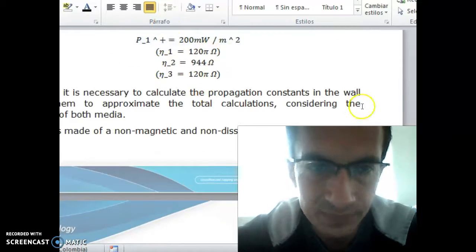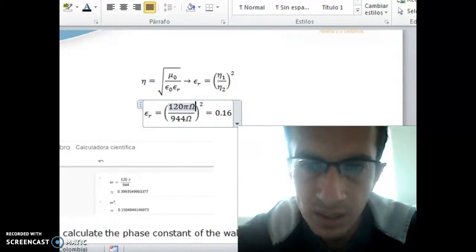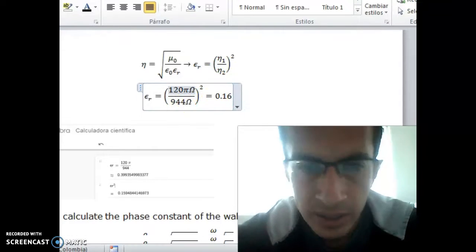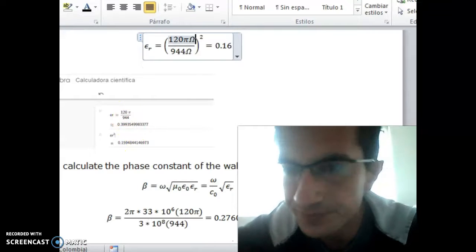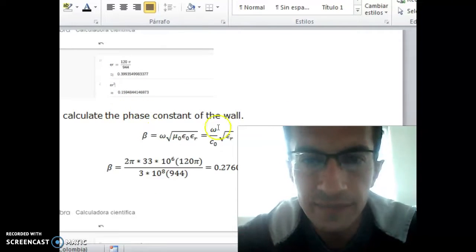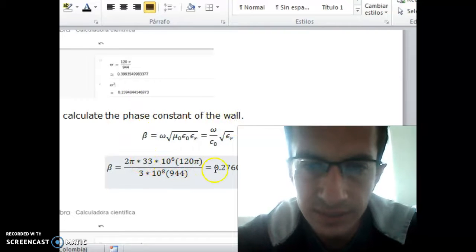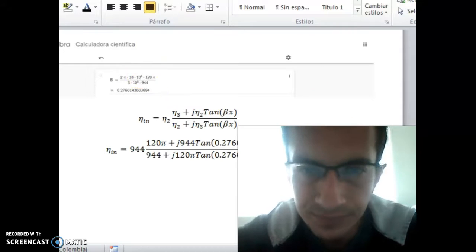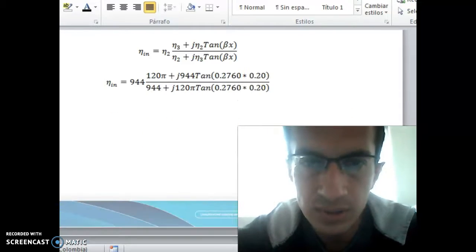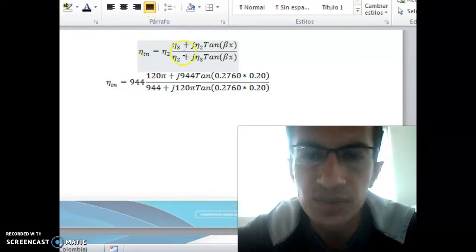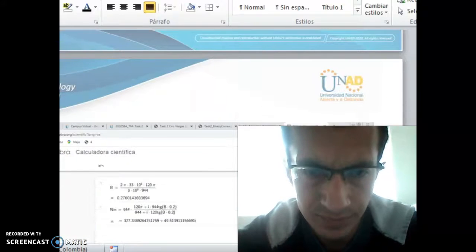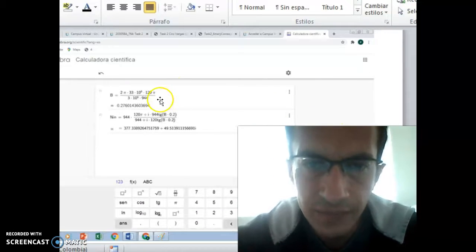These are the data and the operation: index 1 we divide by index 2, squared, and this is the result. This is checked on the calculator. Calculate the phase constant, and this is operated, and this is the result. Checked on the calculator. And the angles, and these are the operations. This is checked on the calculator.